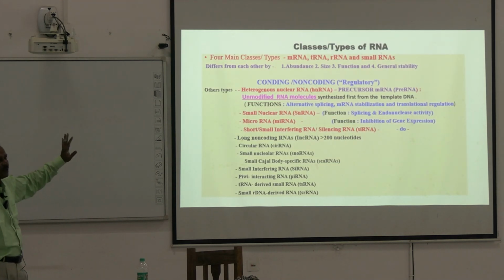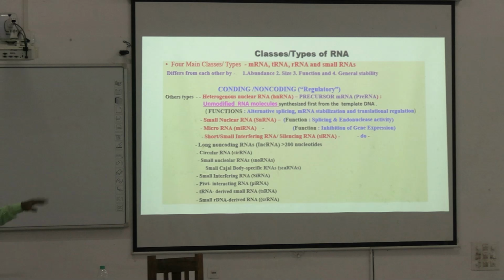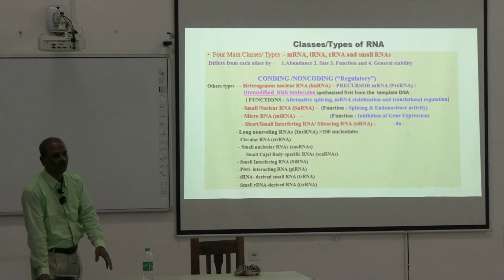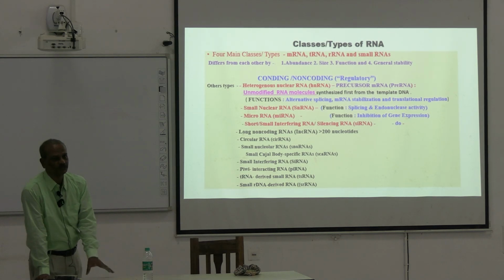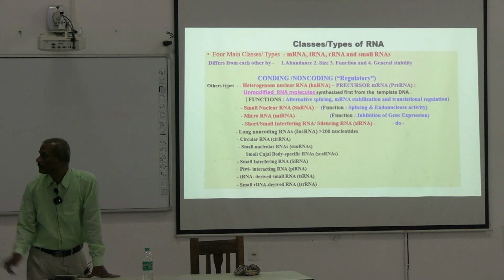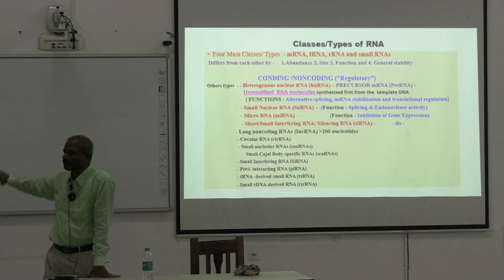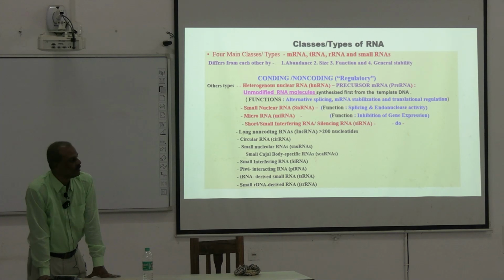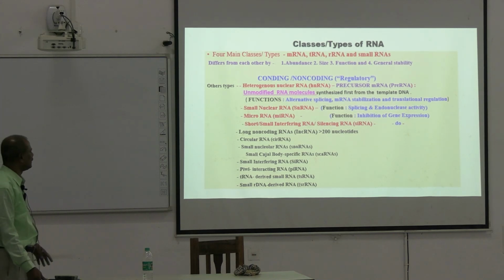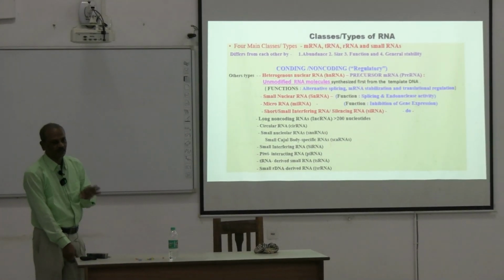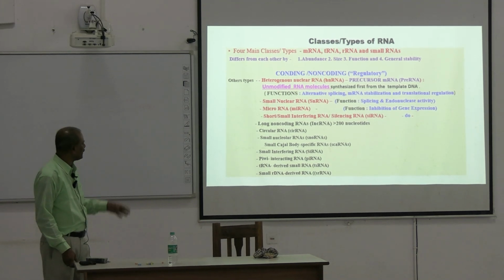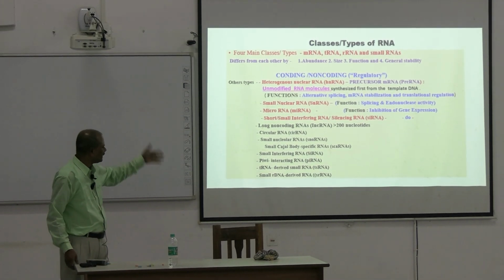So, the classes of RNA are a huge number, as I told you. Heterogeneous nuclear RNA means the primary transcript which is formed from the coding sequence, that transcribing region. The primary transcript which is formed is called the heterogeneous RNA. That is an unmodified RNA molecule. There is small nuclear RNA, there is silencer RNA, there is hnRNA, microRNA, then there is tRNA. There are many things.